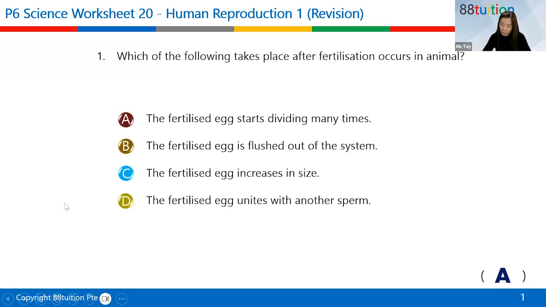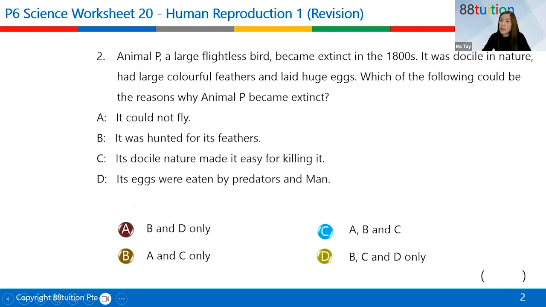Let's go on. Question 2. This animal P, nobody got it wrong, so very good. All of you understood. This is actually a large flightless bird. It became extinct in the 1800s. It was docile in nature, had large colorful feathers, and laid huge eggs. Which of the following could be the reasons why animal P became extinct? It cannot be because it cannot fly, right? There are so many animals that couldn't fly also. So this is not the reason.